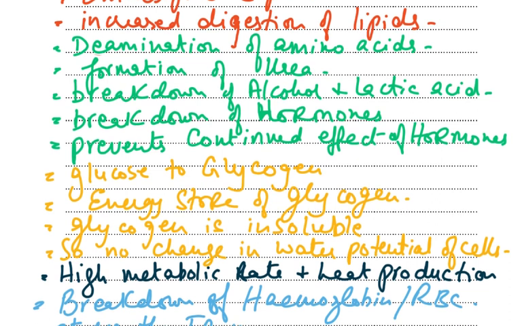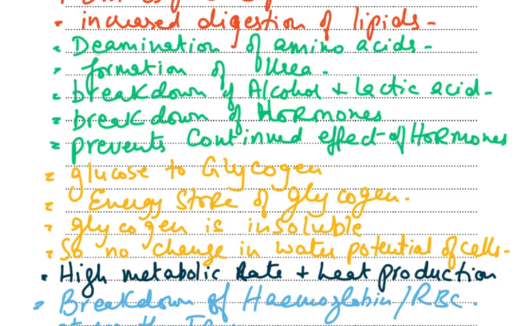Then deamination of amino acids. What does that result in? Formation of urea. Then we know that the liver, again part of the syllabus point, breaks down alcohol. But then if you remember in your chapter on respiration, lactic acid is also taken to the liver, and there, of course, it's converted back to glucose and respired. So breakdown of alcohol and lactic acid if it is produced during strenuous exercise.